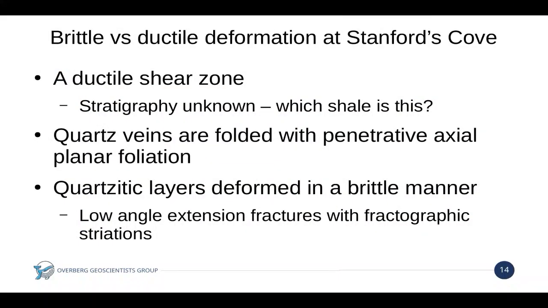At Stanford's Cove, we see, however, a lot of ductile deformation. We don't know the lithology. We don't know the stratigraphy. There's some shale there, and I don't know what it is. There's some quartz veins which are folded in a penetrative axial planar foliation. And then on top of that, there's some layers that are deformed brittly.